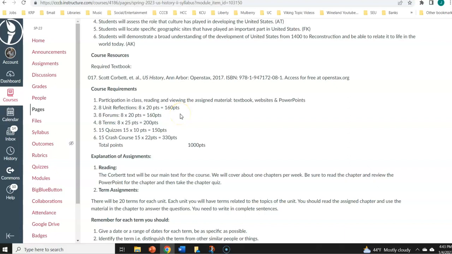And so we divide the course by weeks, but we also divide the course by units. So you're going to see there are 8 units that are 2 weeks each. Okay? And so here you see, in the course of a unit, there will be a unit reflection, there will be a unit forum, and there will be 8 terms a unit. So that means for every 2 weeks. The first week of this class, you don't have to do that, but it would probably be wise to get started on some of this, so you don't have to have it all be due the second week.